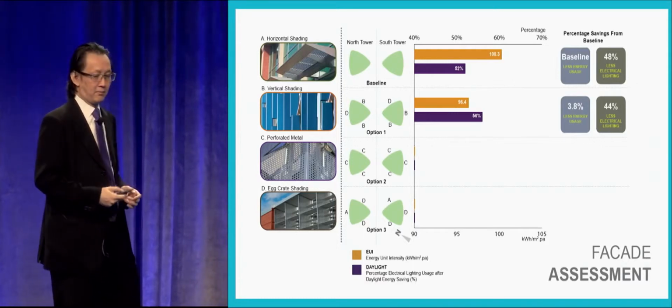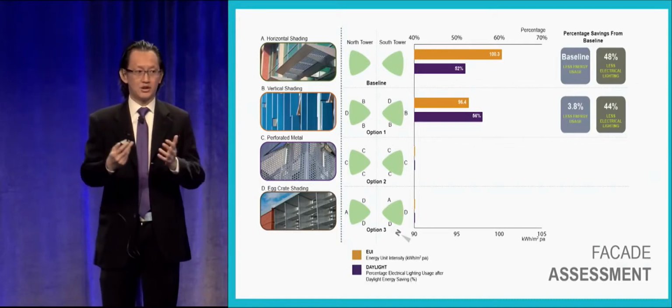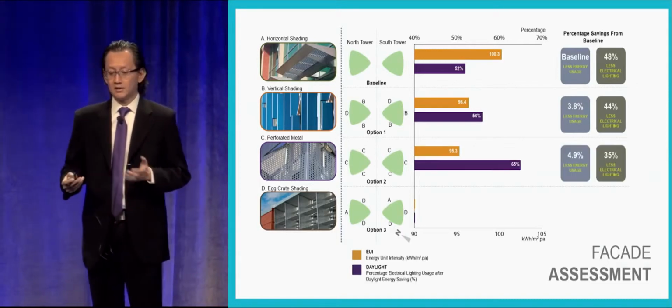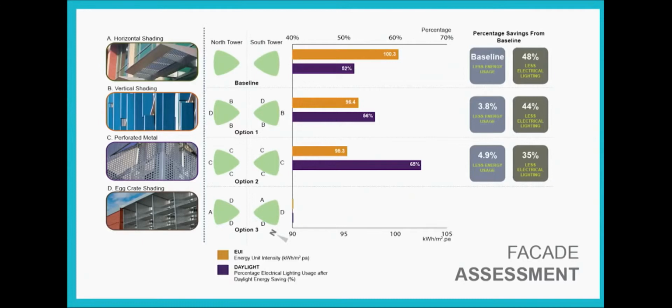We also test the perforated metal by adding a shell in the building. And you can see we compromise a lot in the performance of daylight, although in the energy performance we're getting better. We only introduce daylight and save the energy around 35%.